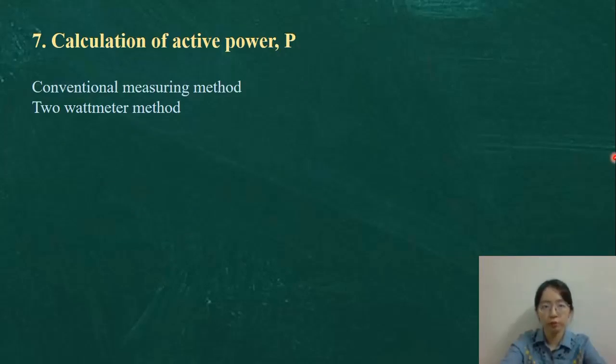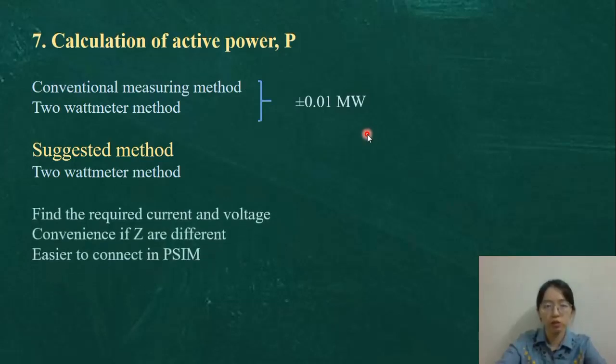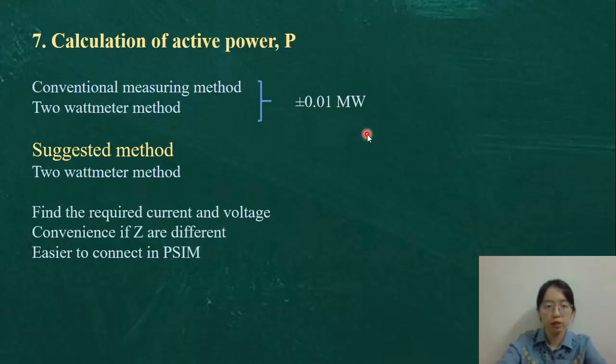Calculation of active power. We use two methods to obtain the power, and the difference is just 0.01 megawatt. And I suggest the method used is the 2 wattmeter method, as it is easier to conduct in the PCM, and we just need to find the required current and voltage, and normally it is more convenient if the Z is different.